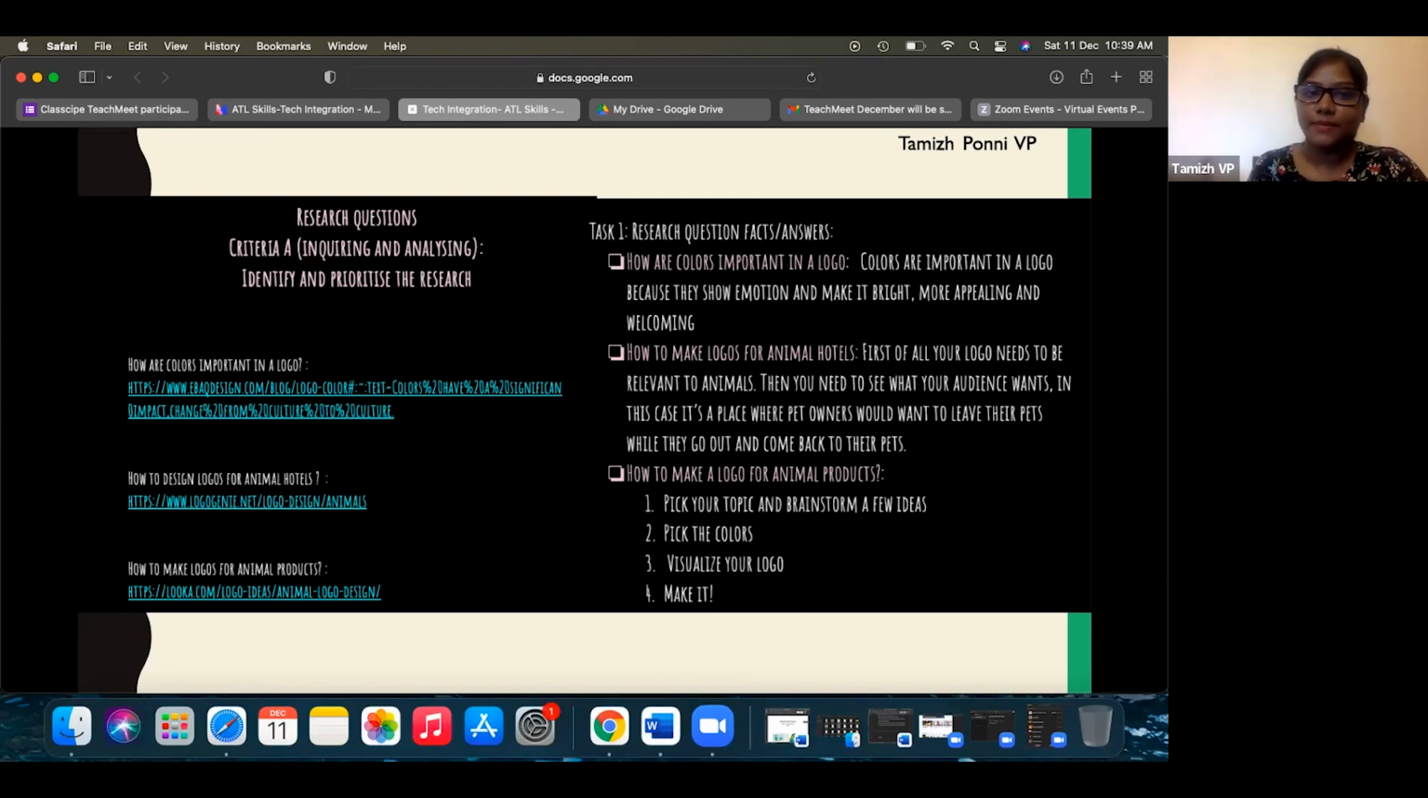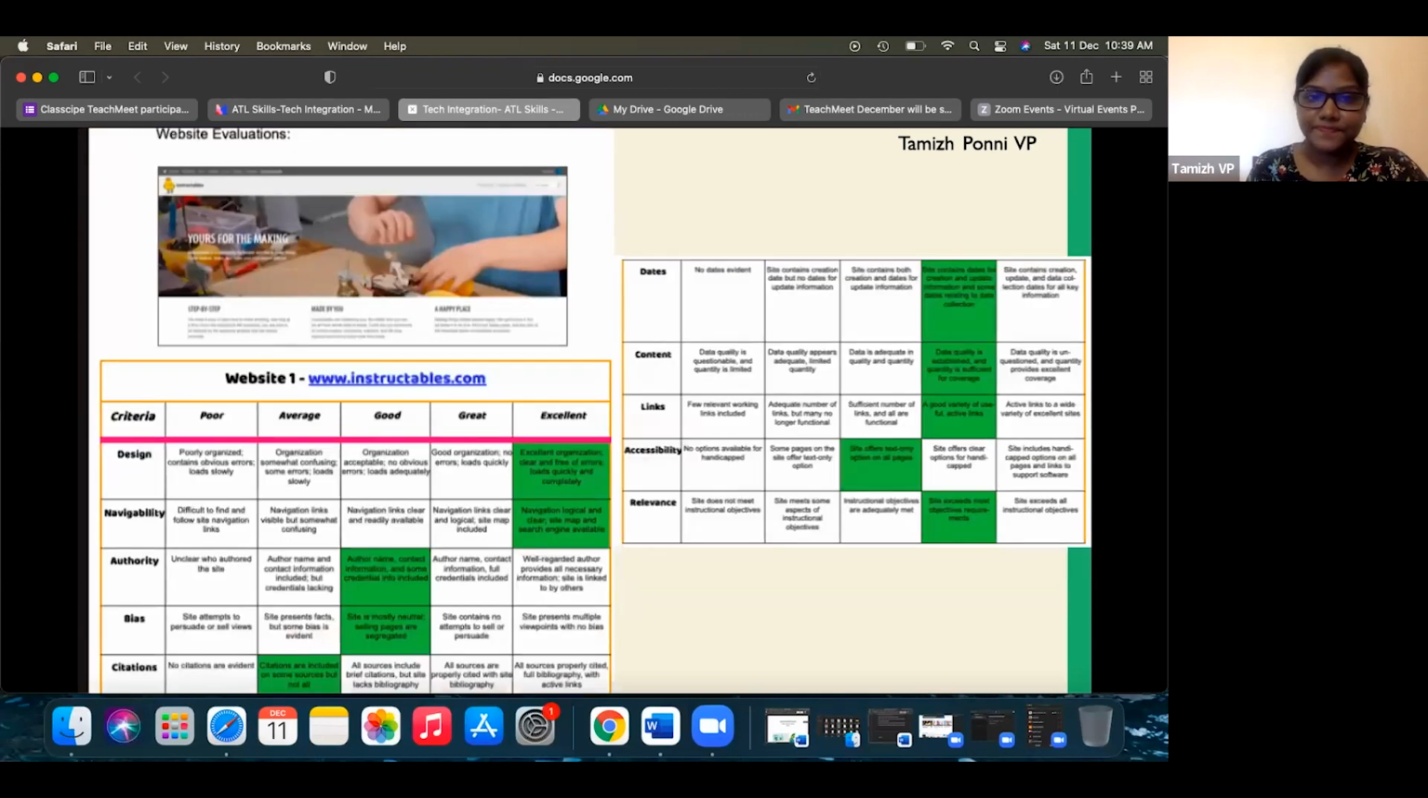Now, for instance, if they're making a logo, what are the colors that are important in a logo? I can find answers in this site. How to design a logo for animal hotels. So that person wants to have an animal-themed hotel. So how do I do that? How to make logos for animal products. So the children themselves figured out the best, the useful site, and they attached it to all this. And then they also found answers and they documented the same. So this is how they become independent while doing research through multimedia.